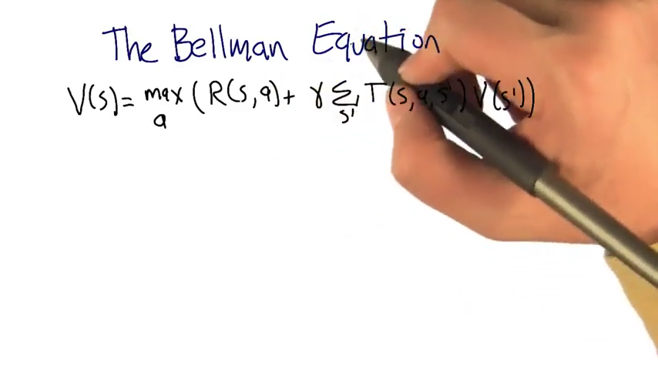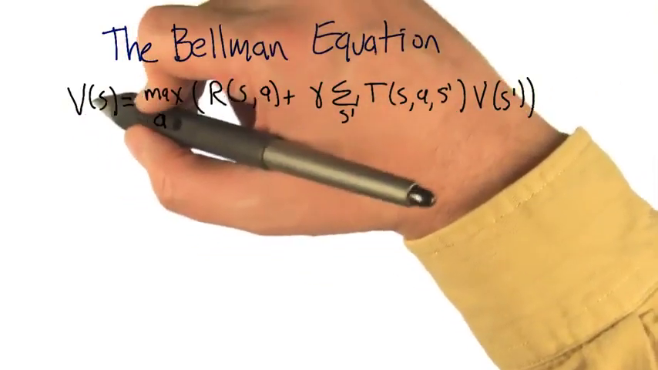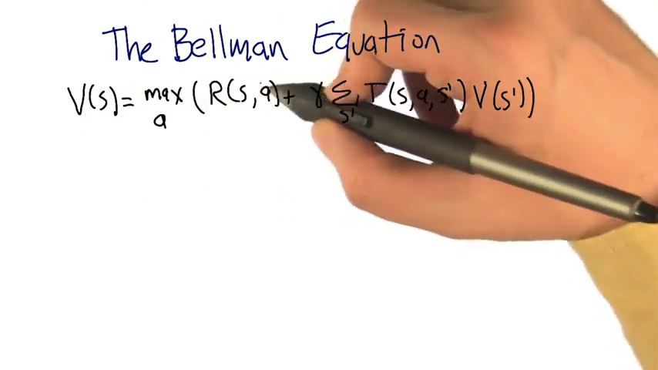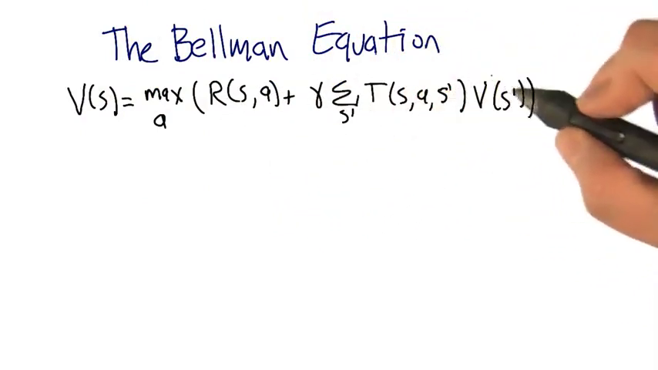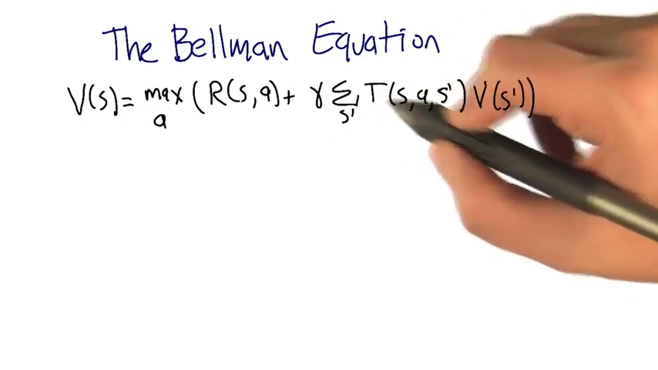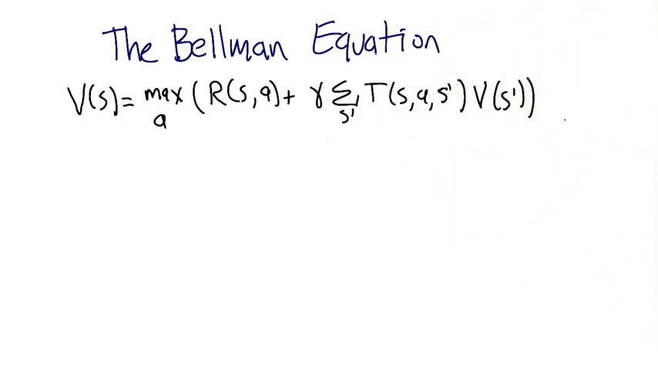So this is the Bellman equation that we were just talking about, right? The value of a state is the max over all the actions, the reward that you get for taking that action from the state, plus the discounted value of the state you end up in, weighted by the probability that you end up there. So this should look familiar, right?